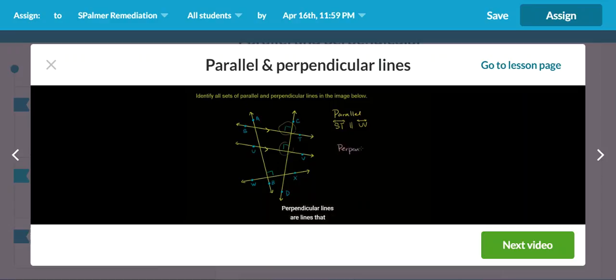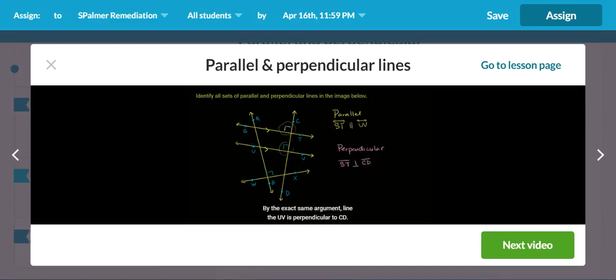Now let's think about perpendicular lines. Perpendicular lines are lines that intersect at a 90-degree angle. So for example, line ST is perpendicular to line CD. And we know that they intersect at a right angle or a 90-degree angle because they gave us this little box here, which literally means that the measure of this angle is 90 degrees.